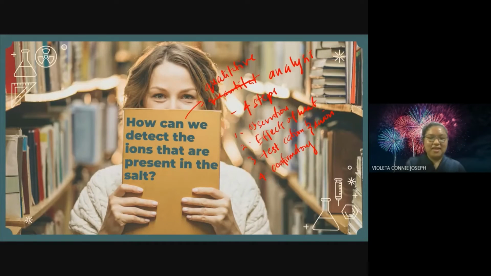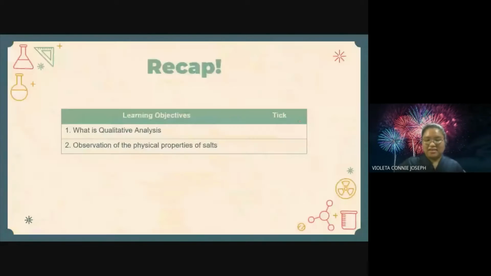Okay, so basically, this is how we detect the ions that are present in the salt by using qualitative analysis, which has 4 steps: observations, effects of heat, tests on cation and anion, and then confirmatory tests. Okay, so recap, basically that is what we learned. What is qualitative analysis, and also observation of the physical properties of the salt, which are color and solubility in water.